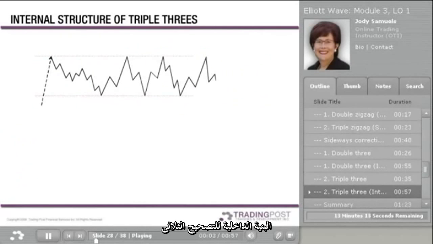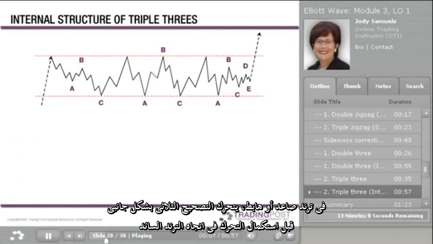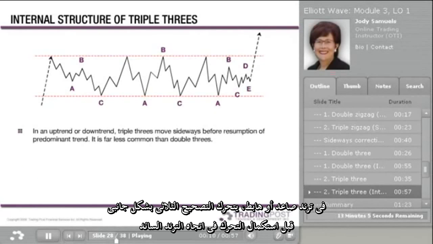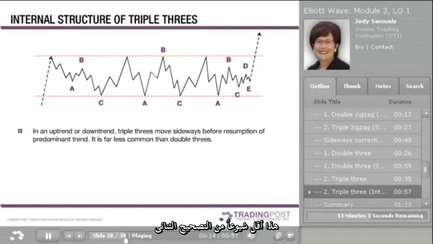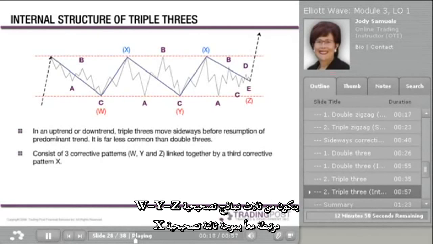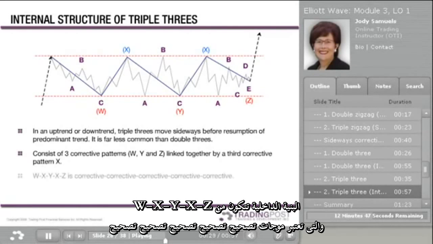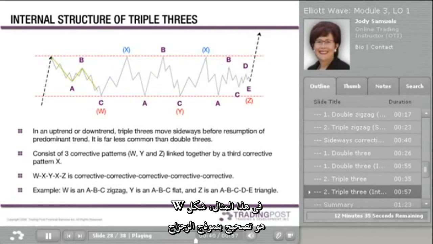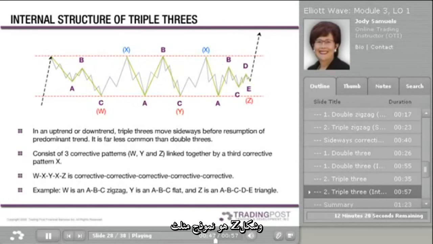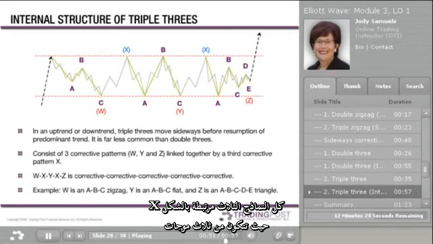Internal structure of triple threes. In an uptrend or downtrend, triple threes move sideways before resumption of the predominant trend. It is far less common than double threes. It consists of three corrective patterns, W, Y, and Z, linked together by a third corrective pattern, X. The internal structure is WXYXZ, which is corrective, corrective, corrective, corrective, corrective. In this example, W is an ABC zigzag, Y is an ABC flat, and Z is an ABCDE triangle. All three patterns are connected by the X leg, which is also a three-wave pattern.